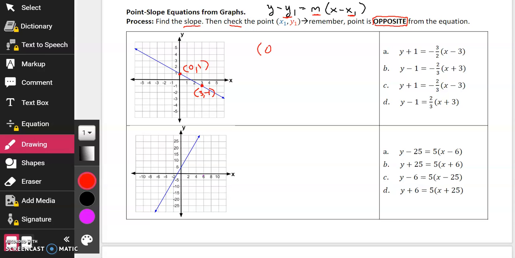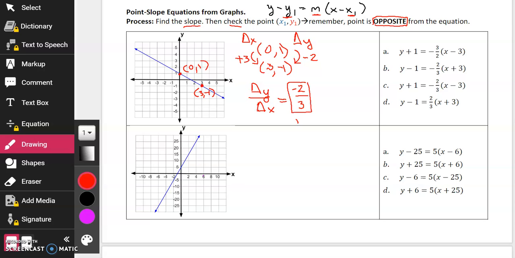Right, so we're going to stack it. This part should feel comfortable at this point. We've been doing slope for a while. So change in y, 1 to negative 1, we went down 2. Change in x, 0 to 3, we went up 3. Okay, so slope is change in y divided by change in x. Change in y, negative 2, divided by change in x, which is 3. Don't flip it. Okay, we want to make sure that's simplified. I'm going to leave it as a fraction.